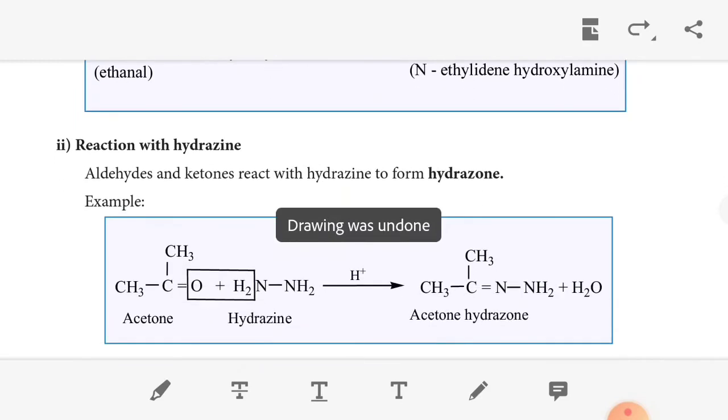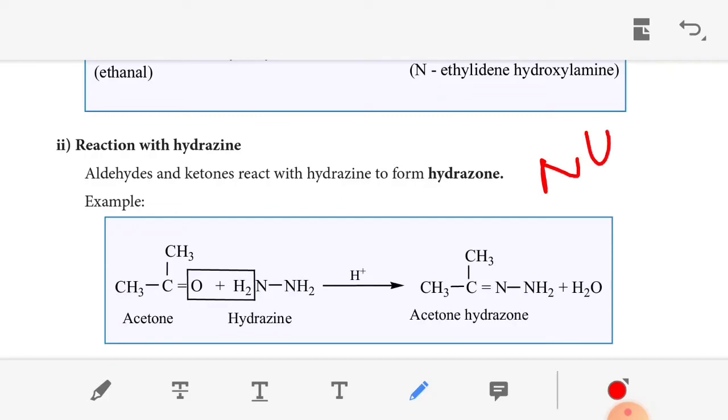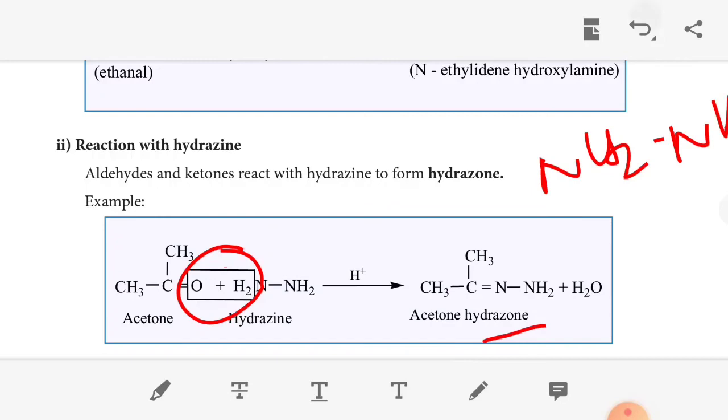Aldehyde or ketones react with the hydrazine. NH2NH2 is a hydrazine. Instead of NH2, OH, it is called a hydroxylamine. So aldehyde and ketone react with hydrazine to form hydrazone. Here the water molecule is removed. Acetone reacts with the hydrazine to form acetone hydrazone.